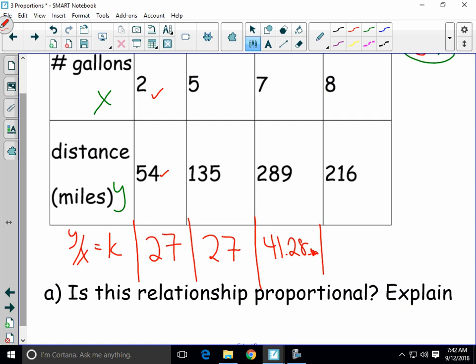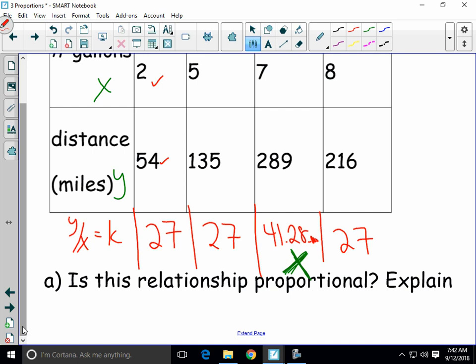I am done. I do not have to check the rest because I know this is not a proportion. They're not all the same this time. I'll check the last one anyway. 216 divided by 8 is 27. Okay, so that works. But it's not a proportion because of this part of the table. They are not all the same. So is this a proportion? No, because there is no constant.